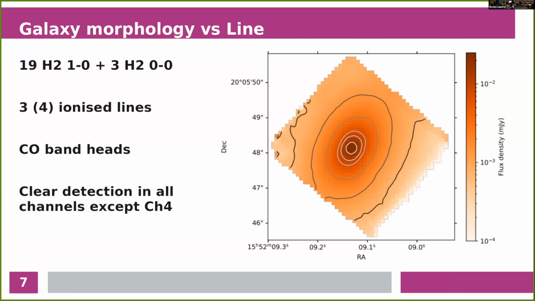On the right-hand side is just the continuum of this galaxy, seen with NIRSpec. You can see it's quite a regular galaxy. It doesn't have any weird morphology, maybe slightly inclined. And we do get clear detections in every channel of MIRI and NIRSpec except for channel 4.